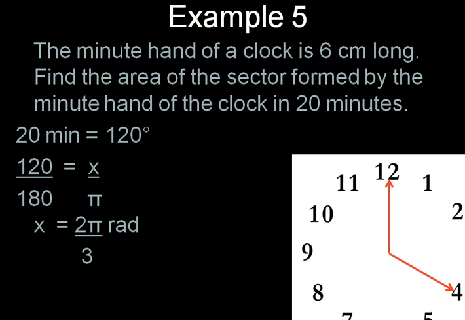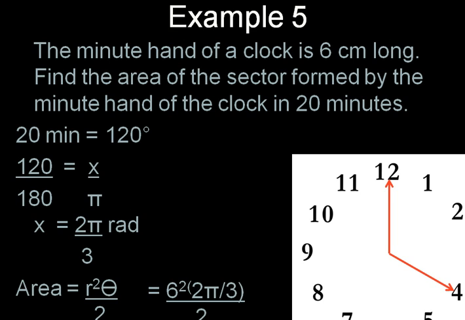Given that we have 120 degrees, we now need to make a conversion to get our answer in radians. Why? Well, because we said that we need radians to find the area of our sector. Once we have our angle in radians, we also have the radius. We can use the equation for area, which is radius squared times theta divided by 2. We make a quick substitution in there, so 6 squared times 2 pi over 3, divided by 2, and we get an answer of 12 pi centimeters squared. Do not forget your units, because without units you would be deducted marks.